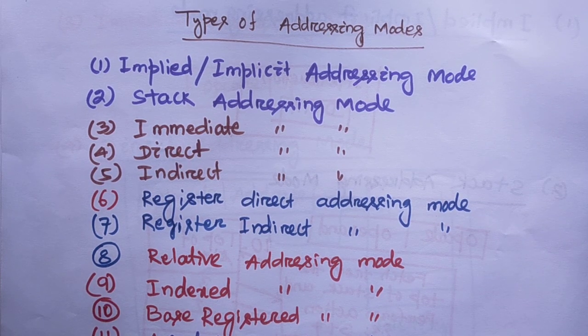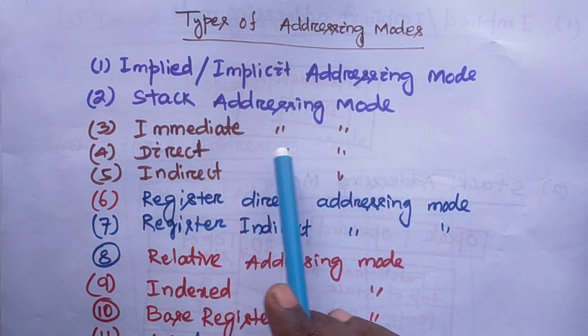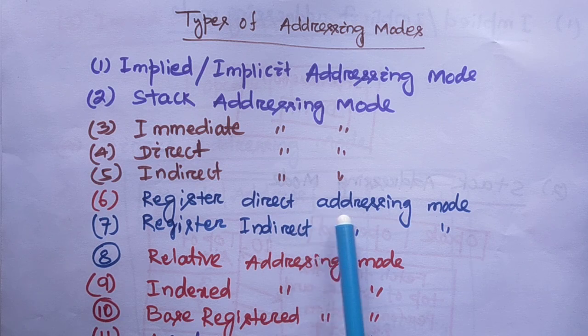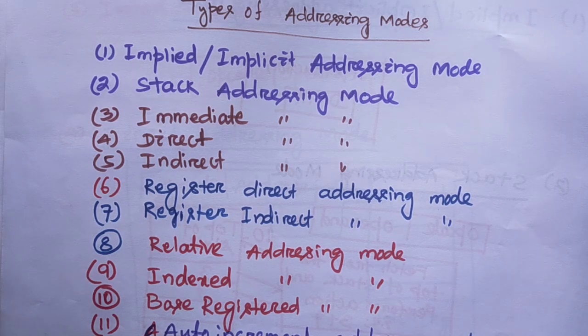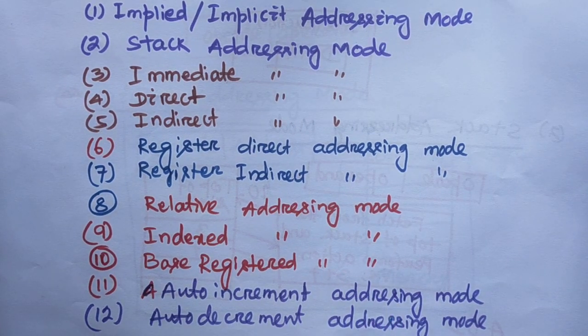You see here, different types of addressing modes are available. I have already mentioned them: implied or implicit addressing mode, stack addressing mode, immediate addressing mode, direct addressing mode, indirect addressing mode, register direct addressing mode, register indirect addressing mode, next relative addressing mode, indexed addressing mode, base register addressing mode, and last, auto increment addressing mode and auto decrement addressing mode.